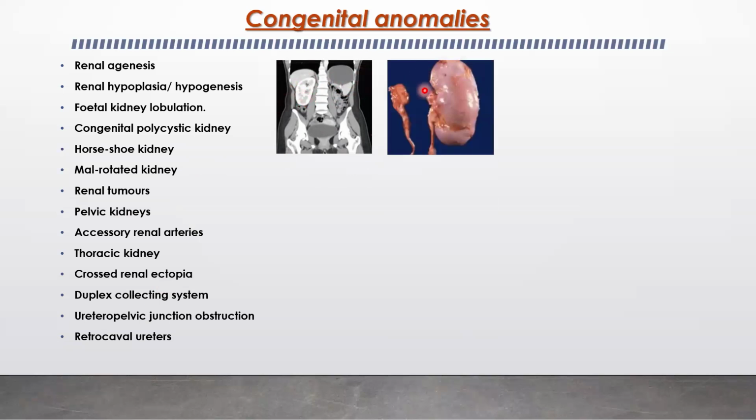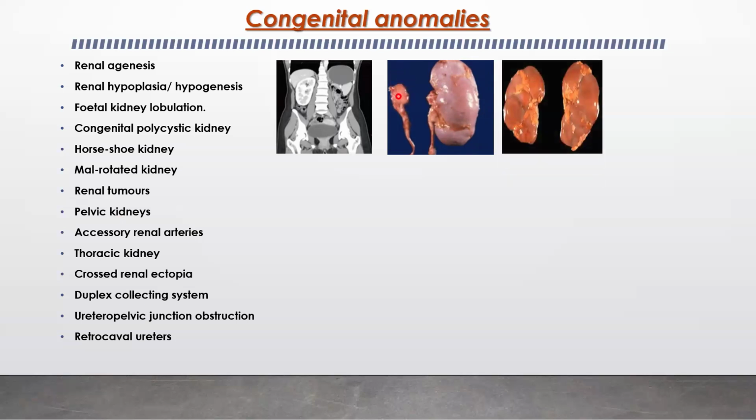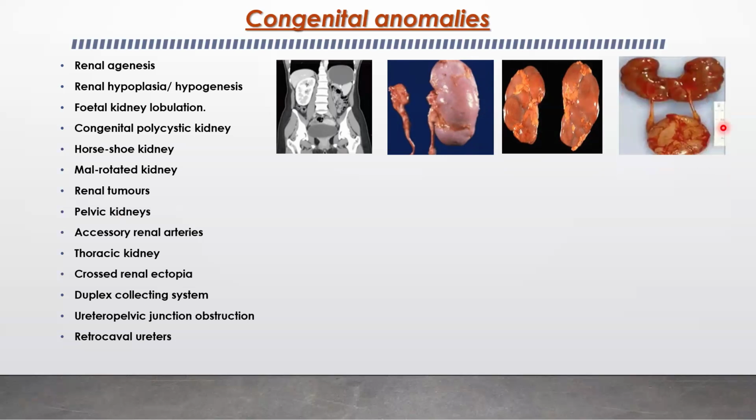For the other anomaly, we have renal hypoplasia. Here we can appreciate a kidney which is normal size, but here we have an underdeveloped kidney. So renal hypoplasia or renal hypogenesis. Then you have these two kidneys here. Yes, they are functional, but they are lobulated, so it's fetal kidney lobulations. The image on our far right shows us two kidneys fused at the distal end. These are horseshoe kidneys, so they resemble the shoe of a horse.